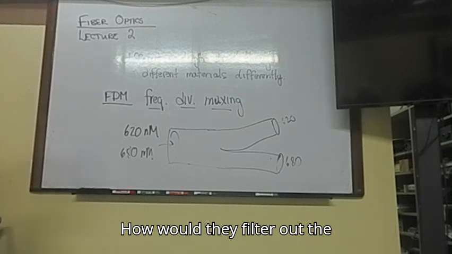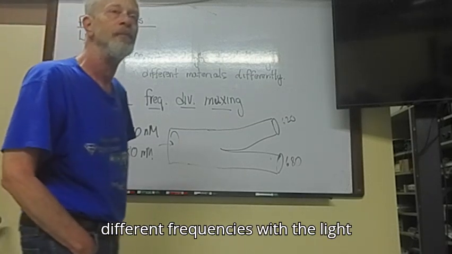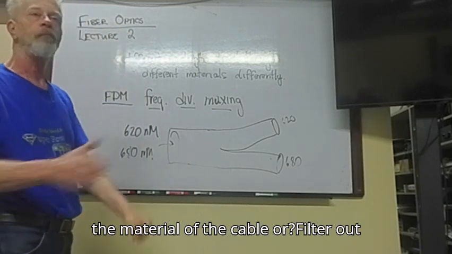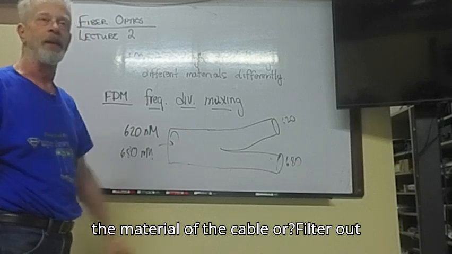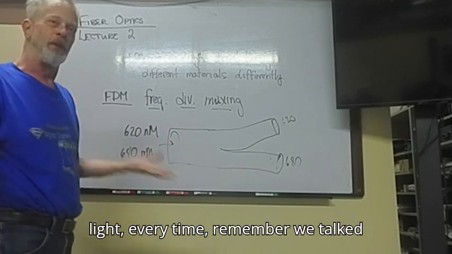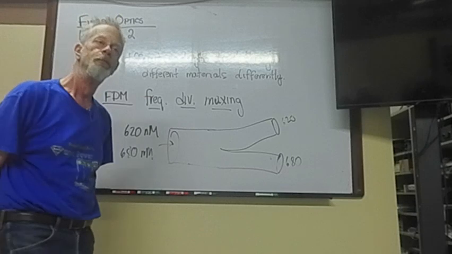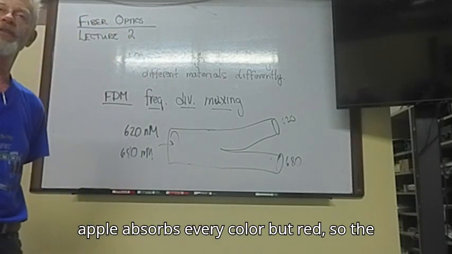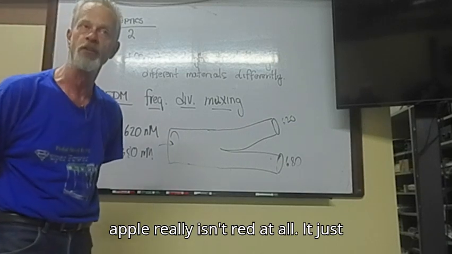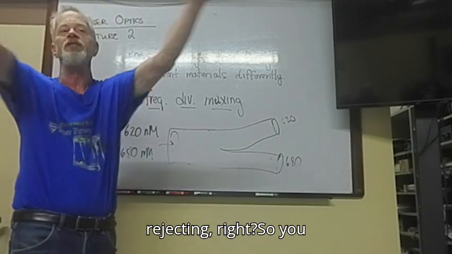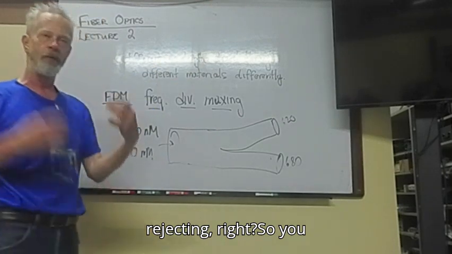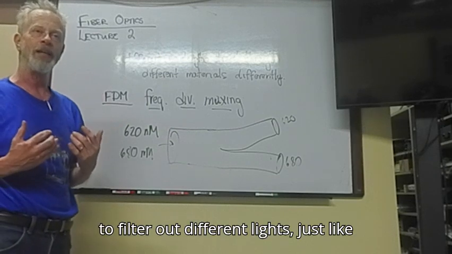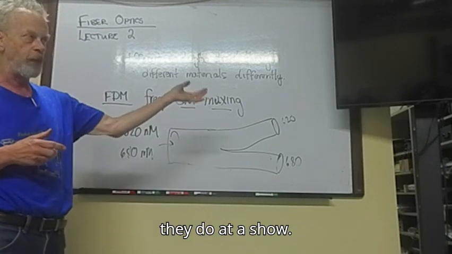How would they filter out the different frequencies with the light? Or is it just the different densities of the material, the cable? Filter out light every time. Remember we talked about what color is the apple? And we talked about the fact that the apple absorbs every color but red, so the apple really isn't red at all. It just appears red because that's what it's rejecting, right? So you can use different materials to filter out different lights, just like they do at a show.